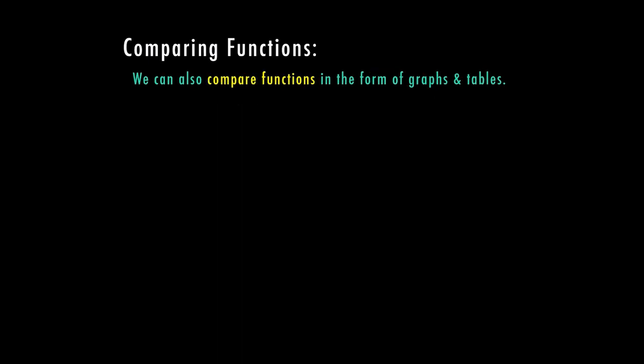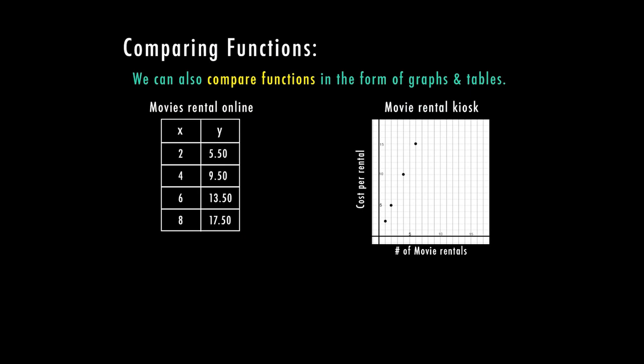We can also compare functions in the form of graphs and tables. So here I have a table on the left and a graph on the right. My table is the movie rentals online, and my graph is the movie rentals at the kiosk. x represents the number of movie rentals. Here on the graph it's labeled, and the x in our table is the movies that we rented. So 2 movies at the online price cost $5.50.